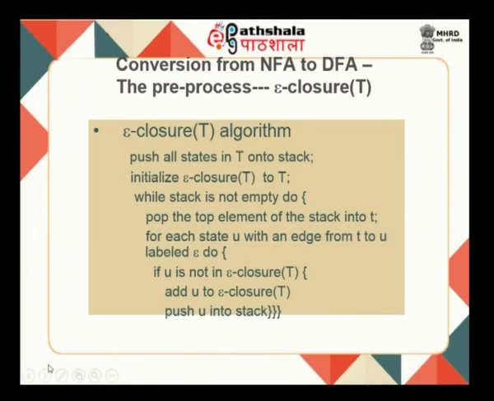So, the algorithm is what we have this: push all states in T onto the stack, initialize epsilon closure of T to T, while stack is not empty, pop the top element of the stack into T, and for each state u with an edge from T to u labeled epsilon, if u is not in epsilon closure of T, add u to epsilon closure of T and push u onto the stack.